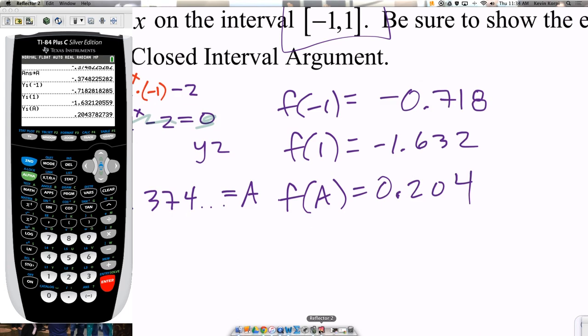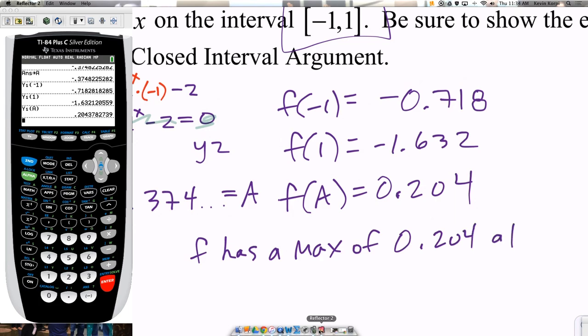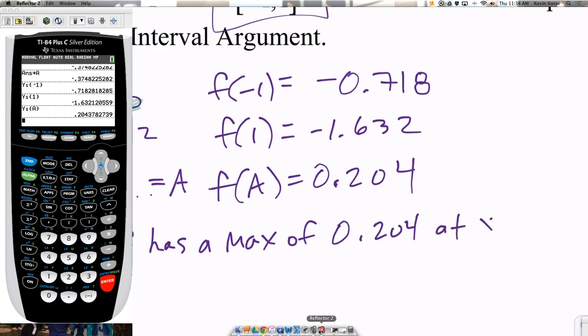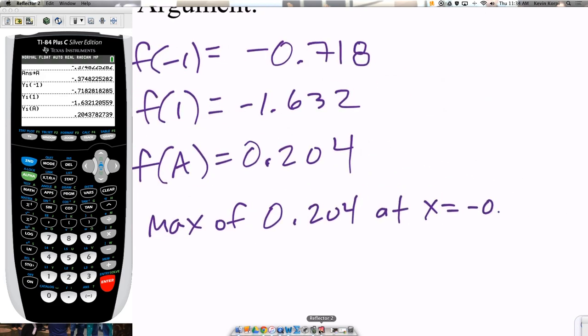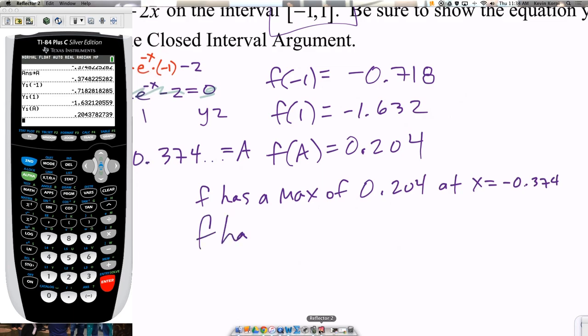Now we can answer the question, right? F has a max of what? 0.204 at, now I'm going to go back and use the actual x value here, at x equals -0.374. And f has a min of what? -1.632 at x equals 1. There you go. That's how we're going to be using our calculator.